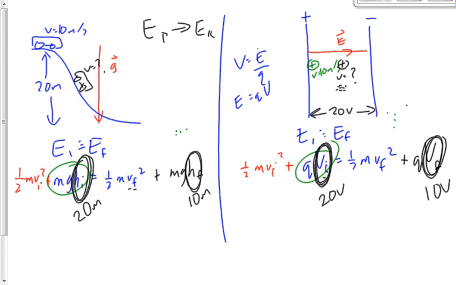Okay? Whenever a charged particle speeds up, think car going down a hill. Think potential energy converted to kinetic energy, like it is in the car going down the hill. Now, one more picture to show you here. This time, the car is at the bottom of the hill. It's got an initial speed of 10 meters per second. It's going up the hill.